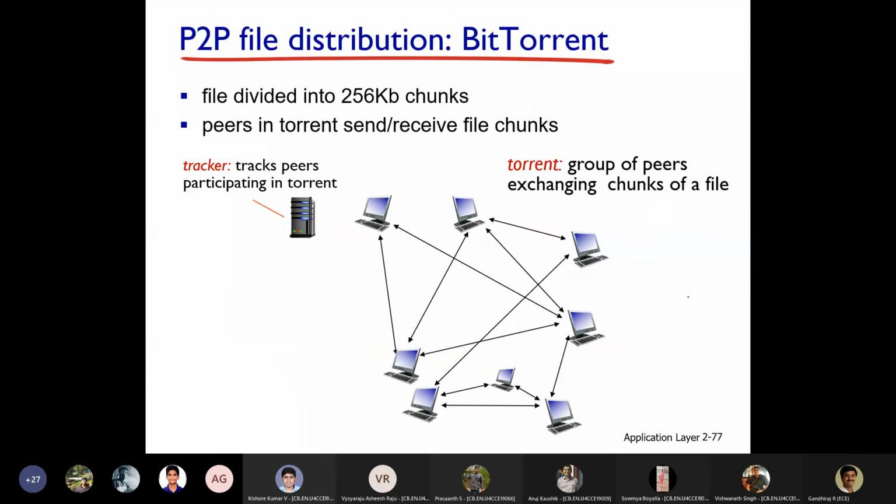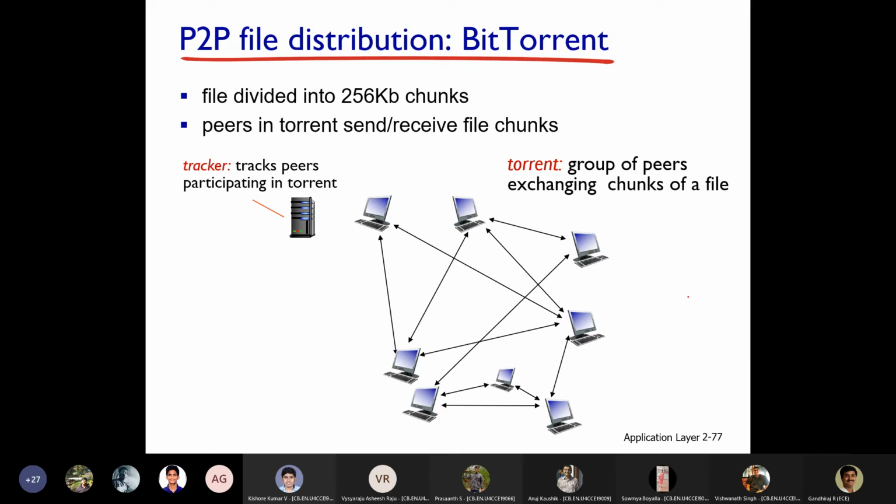In P2P file distribution, especially in BitTorrent, the file is divided into 256 KB chunks. So the total file is divided into 256 KB chunks. If it's a 100 MB file, it will be divided into 256 KB pieces. Peers in the torrent send and receive these file chunks. So it won't receive the file as a bulk; instead, it will transmit a portion of the bigger file.